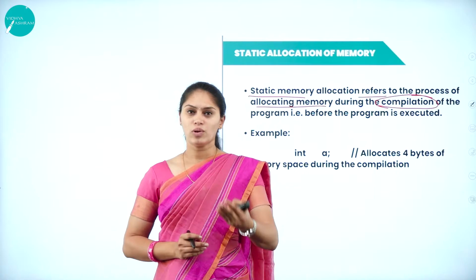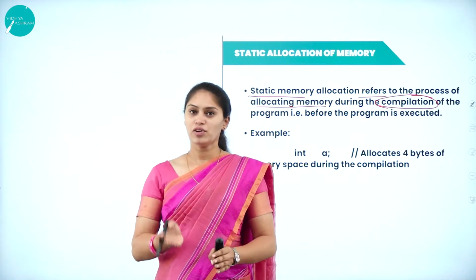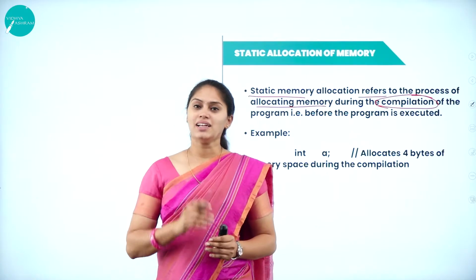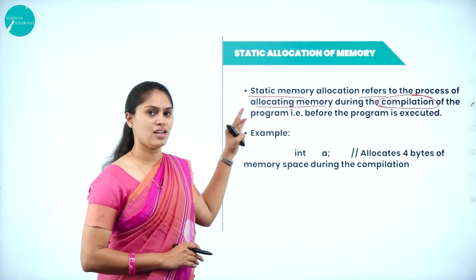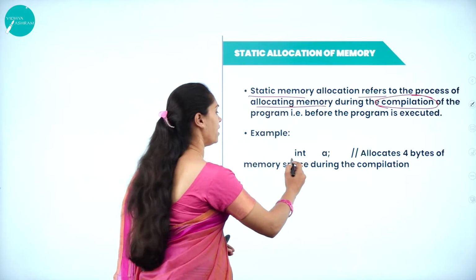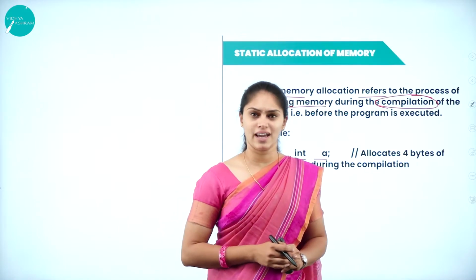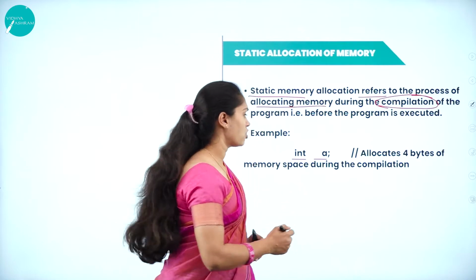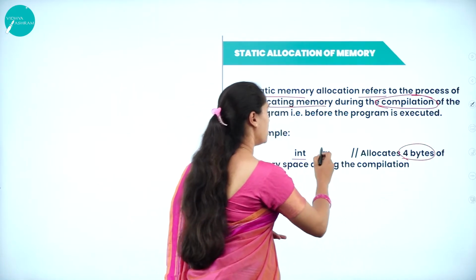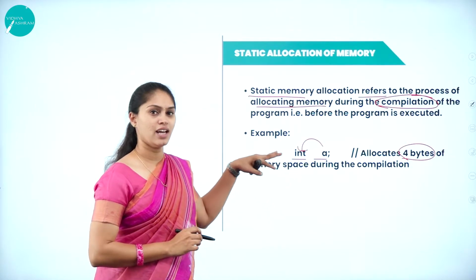Then only can we run the program, right? So when I am allocating some memory space during compilation or before the execution of a program, that kind of memory allocation is nothing but static allocation of memory. Here, for example, int a. What am I doing? I am declaring one variable called a. Then how many bytes of memory will be allocated? 4 bytes of memory will be allocated. That is based on the data type that I am using, so I am using int here.